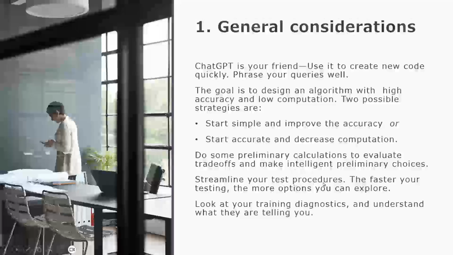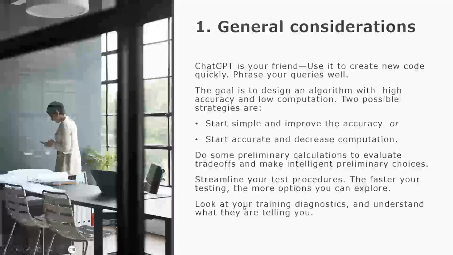Next, streamline your test procedures. The faster you're testing, the more options you can explore. If you really want to do well in optimizing your algorithm, you're going to want to test a lot of different options because there are many, many options. So you want to have a test procedure that's fast. And I'll talk about that more in the subsequent slides.